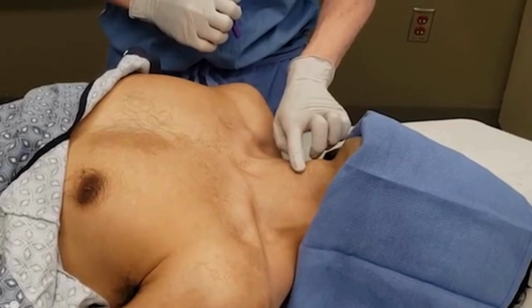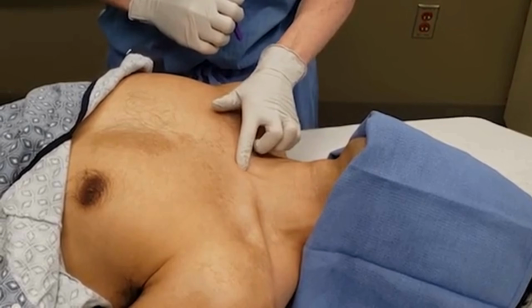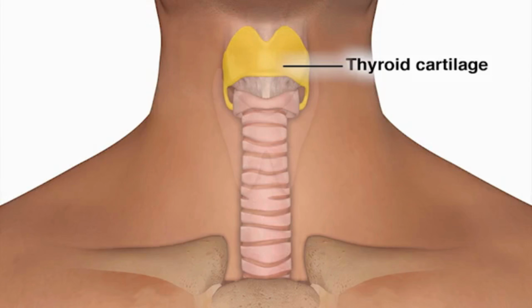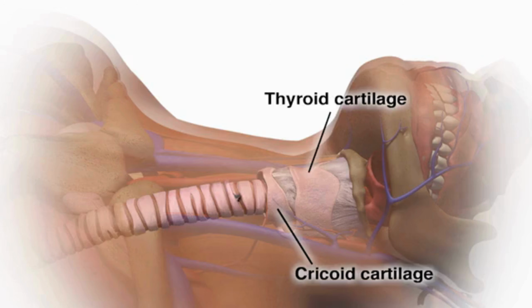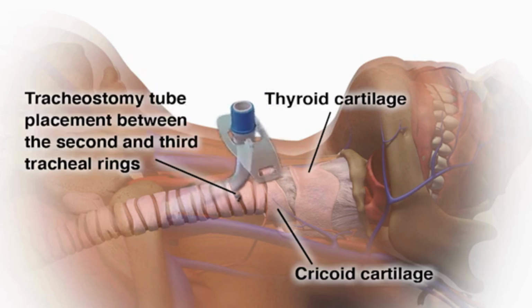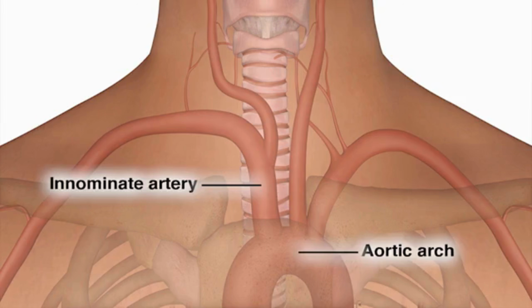Palpate the neck to identify key landmarks. These include the thyroid cartilage, cricoid cartilage, and sternal notch. The ideal tube placement is between the second and third tracheal rings. Check for a high-riding innominate artery over the planned incision. Perform an open tracheostomy if a high-riding innominate artery is present.